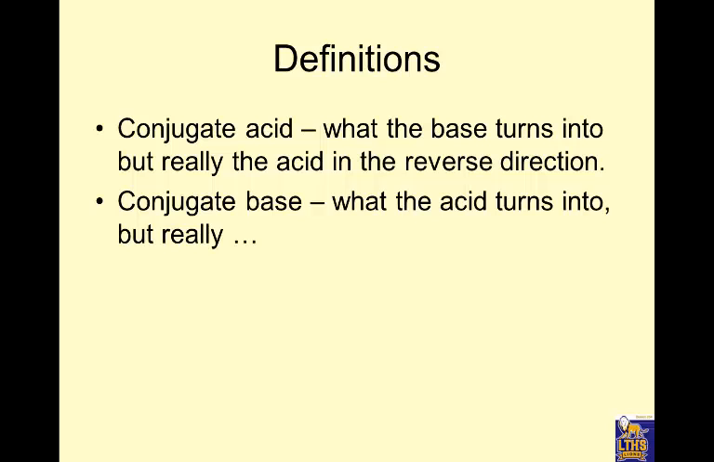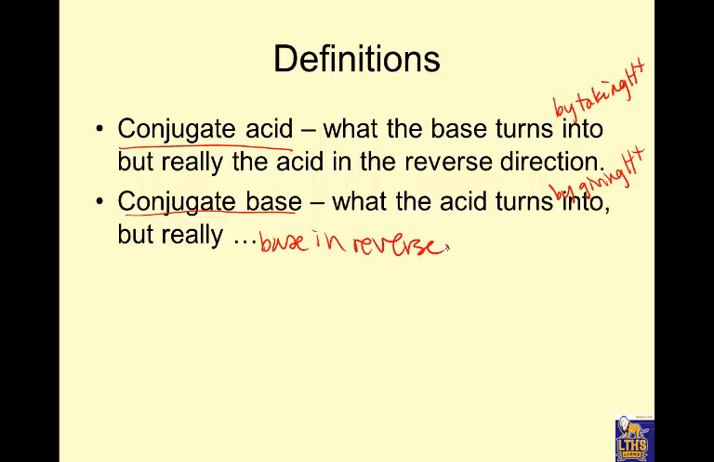Okay. So, definition: a conjugate acid is what the base turns into by taking H plus. And so that's really an acid in reverse direction. A conjugate base is what the acid turns into by giving H plus. And it's really a base in reverse. Base in reverse. So we'll keep looking at those reactions in class.